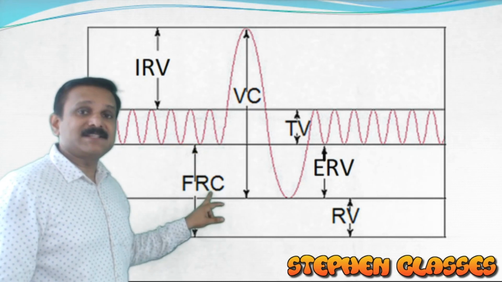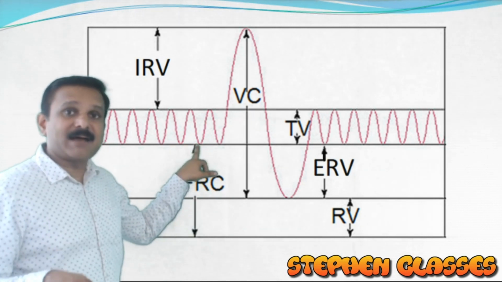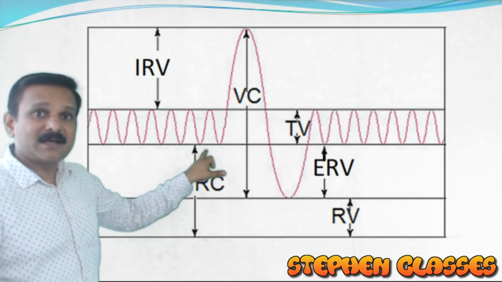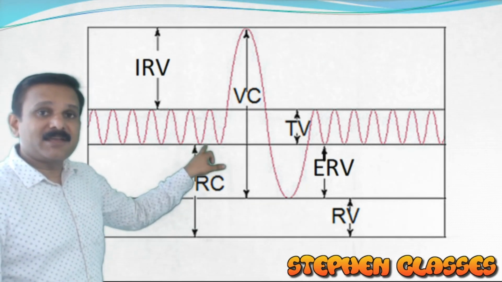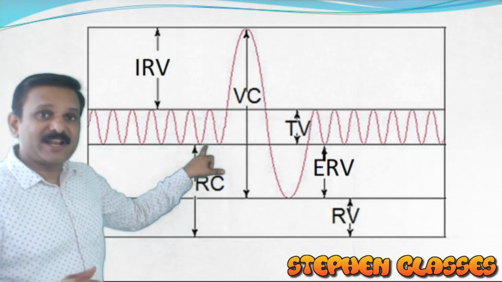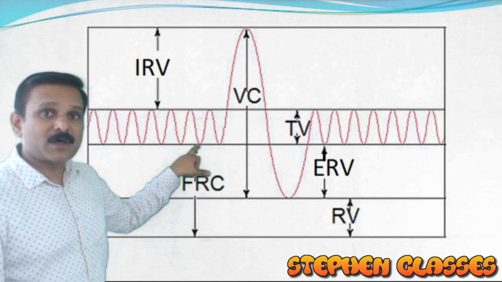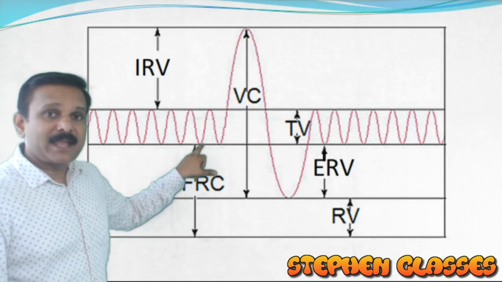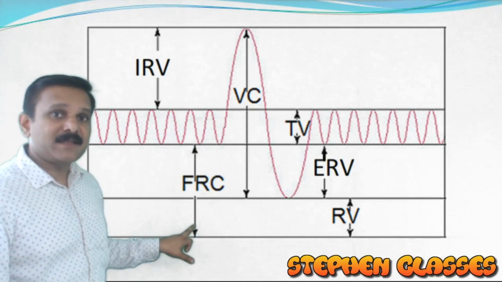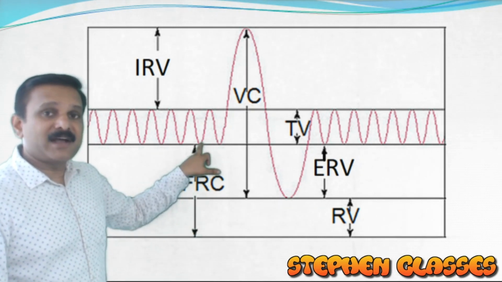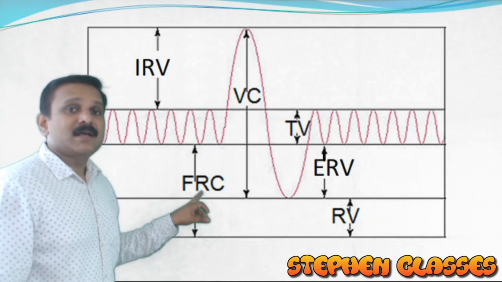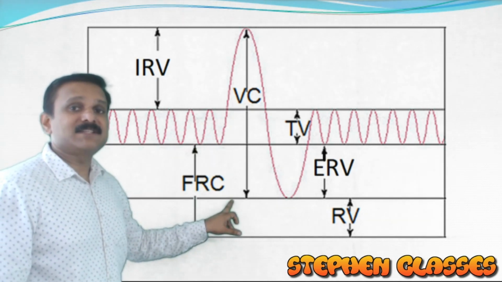And what is functional residual capacity? Functional residual capacity is the volume of air that remains in our lungs after normal expiration. So this line C will be giving you an idea about normal expiration. From this point, the region here, that is FRC. So the amount of air that remains in our lungs after normal expiration, that is functional residual capacity.